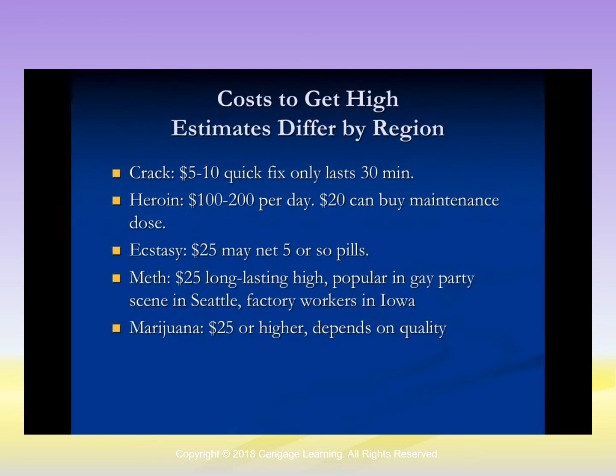Okay. Ecstasy, $25 for several pills. Again, it's going to depend on the quantity and quality. And methamphetamine is a very long-lasting high, potentially days, for $25. Okay. And we're going to see it in different populations. It can be a party drug, and then it can also be used to increase productivity. And in the Midwest in the early 2000s, we're seeing a resurgence of meth.